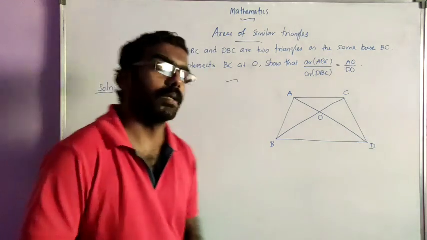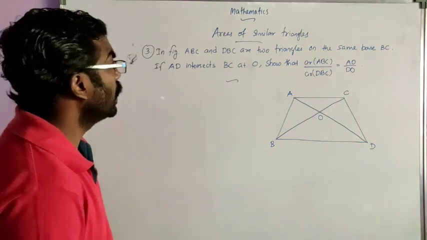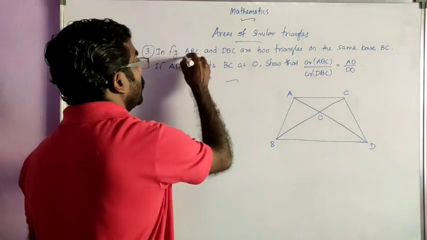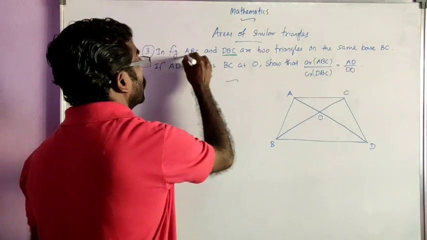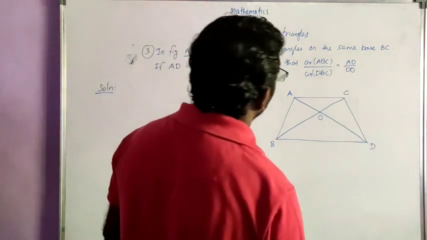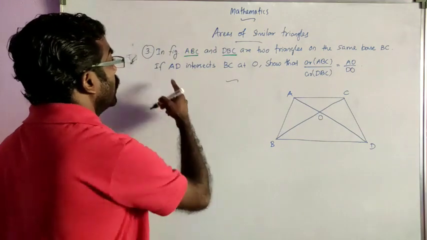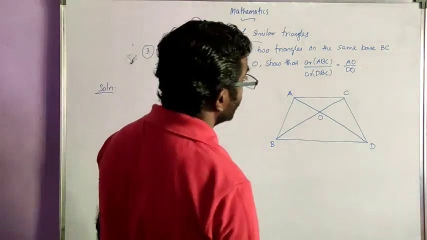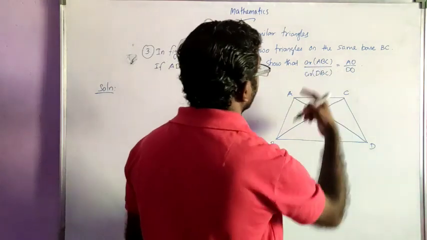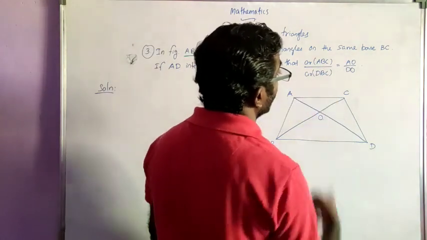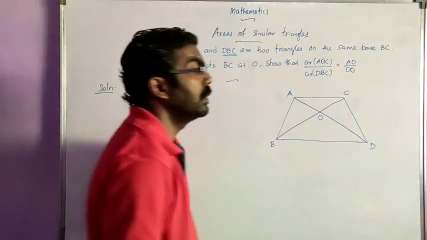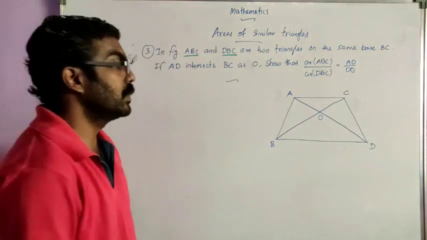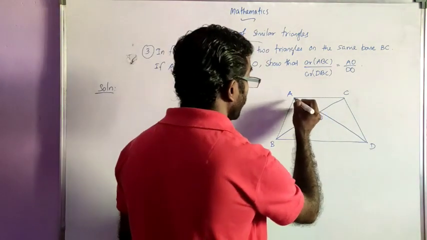Now we move on to question number 3. In the figure, ABC and DBC are triangles on the same base BC. If AD intersects BC at O, show that area of triangle ABC by area of triangle DBC equals AO by DO. Okay. First of all, we can make one construction.